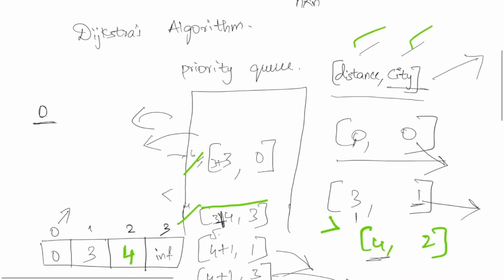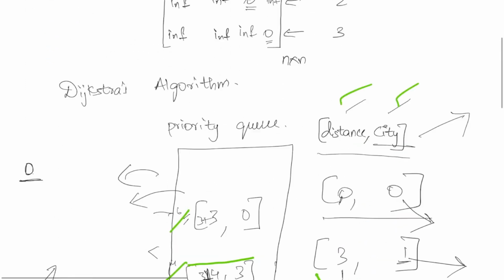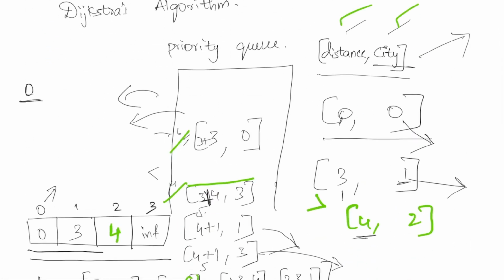You're getting it right? Because we can go to city 3, but the distance is getting more than the threshold. That's how we'll try to update the shortest path for this city 0. We'll do the same for city 1, city 2, and city 3 as well.